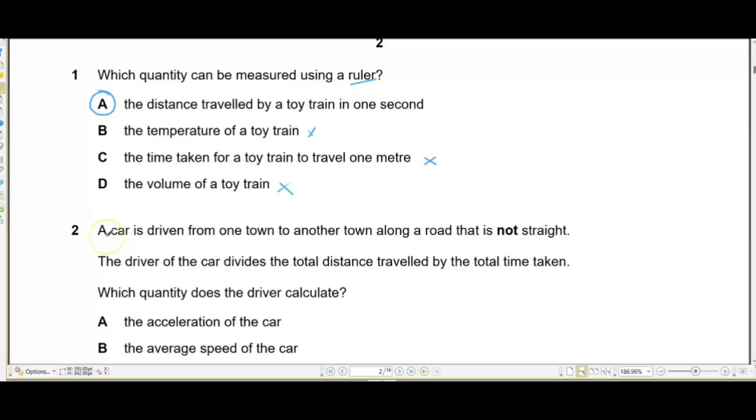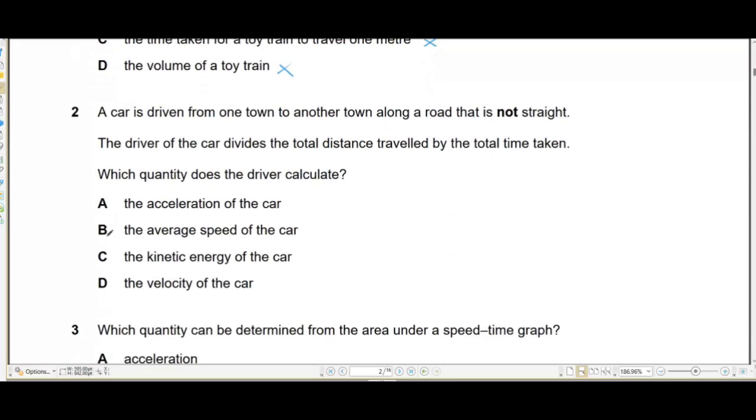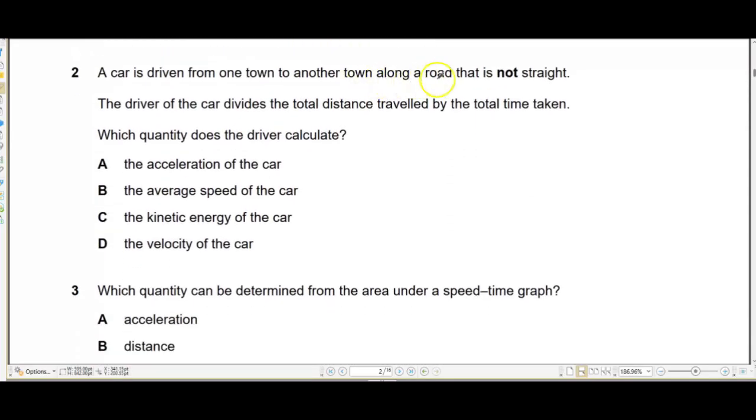Question number 2. A car is driven from one town to another town along a road that is not straight. The driver of the car divides the total distance traveled by the total time taken. Which quantity does the driver calculate? If he has divided the total distance by total time, that is the formula for speed. Speed is equal to distance over time.